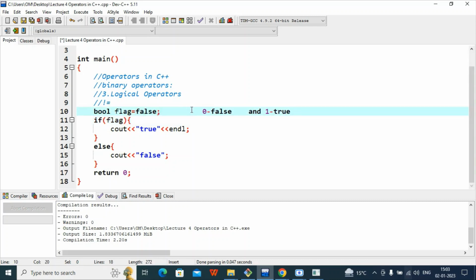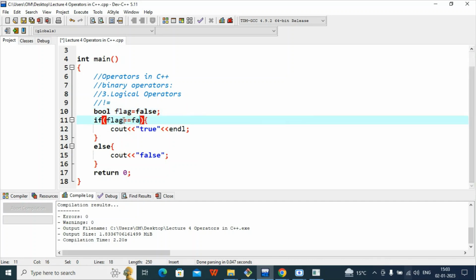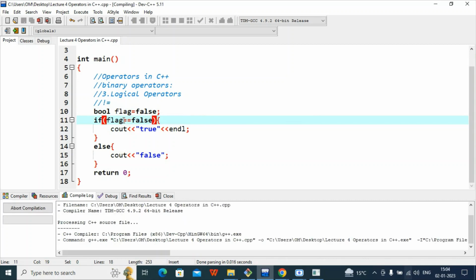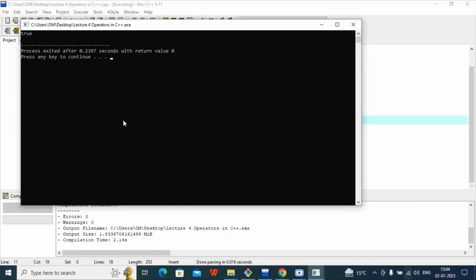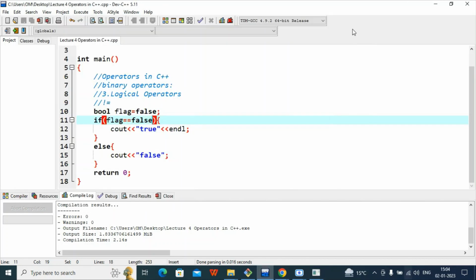Another thing is false. Let us see a stylish method for false. Again, you could check if flag equal to false. This is a very lame method. Let us check this. It is giving you true, because flag is true, that's it. That's why it is giving you true.